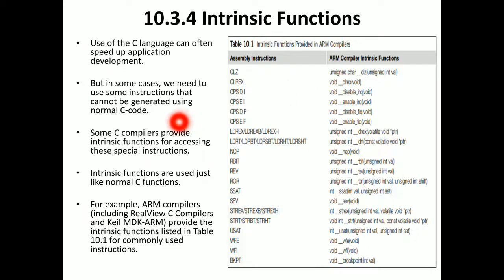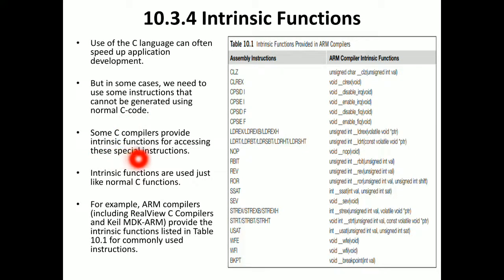Intrinsic functions are the instructions which cannot be generated using normal C code, but with the use of these Cortex M3 based instructions within the C program, it can easily make the board run properly. The normal C program cannot have some instructions that are target board oriented.